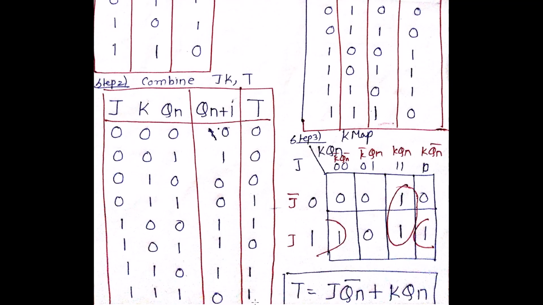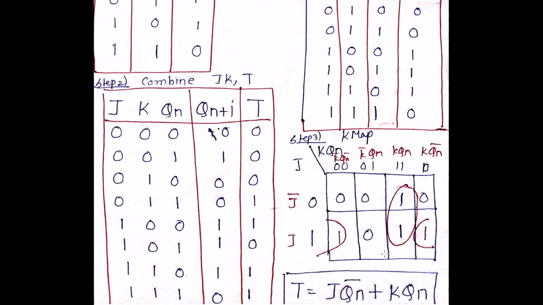Now, what you need to do is get T in terms of J, K, Qn. So, how can we do it? With the help of a K-map. So, if you see over here, we have J and K and Qn. So what happens in this case is that we are going to have the value of 0 and 1 over here and 0, 0, 0, 1, 1, 0, 1, 1. So just place these T values in this truth table.